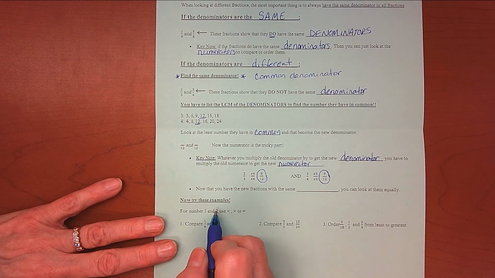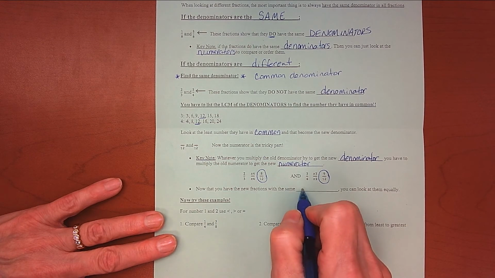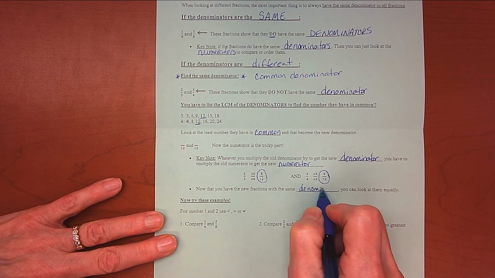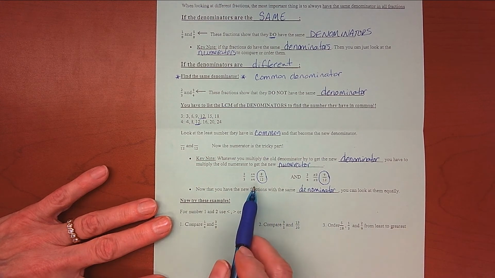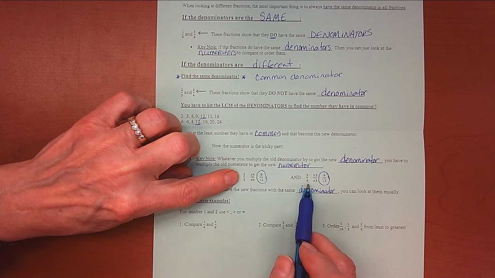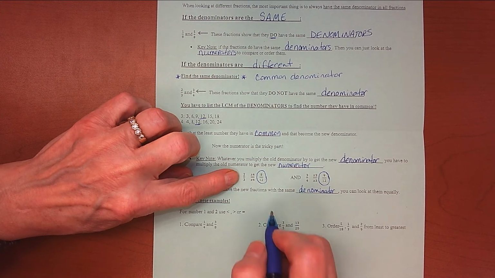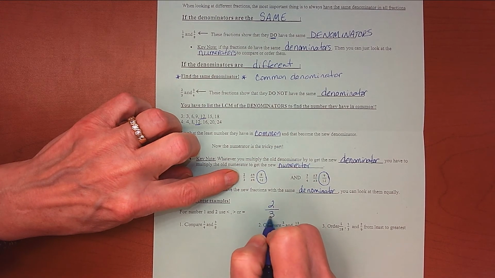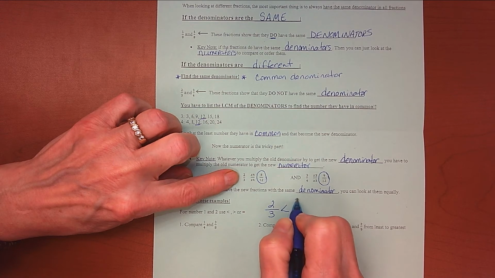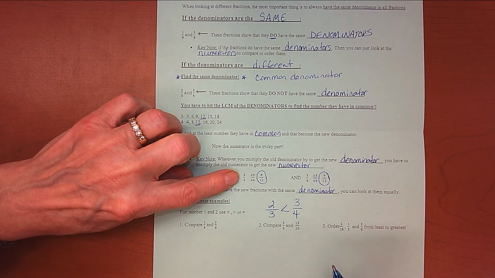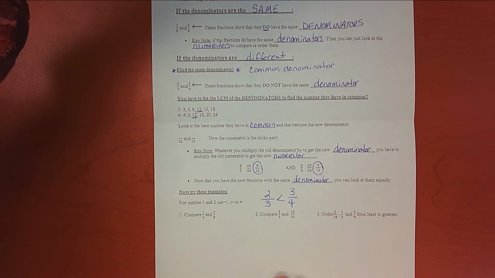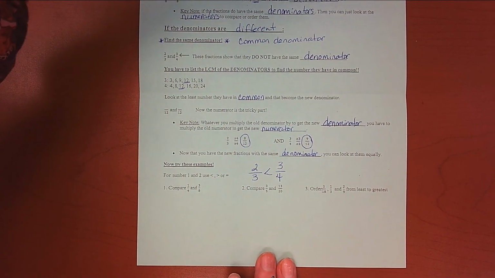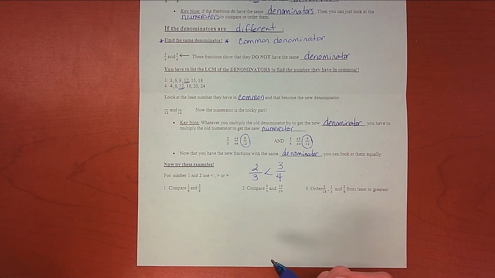So now that we have the new fractions with the same denominator, we can look at them, and we can see that 2/3 is less than 3/4. And so that's how we would write it. 2/3 is less than 3/4. Notice I went back to our original fractions in order to write my statement. In this case, it's not an equivalency statement, it's a less than statement, an inequality statement.